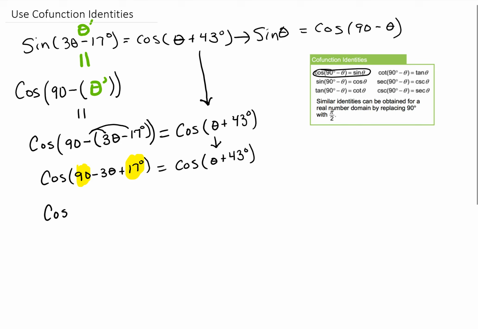So this will be the cosine then of 90 and 17 makes 107 degrees minus 3 theta, and set that equal to the cosine of theta plus 43. So something like that. And then, because these are both cosines, we can just drop them, because now we have two cosines that are equal to each other. All we have to do now is solve a very elementary equation, and that is to set this thing right here equal to this thing right here, and then we are done.